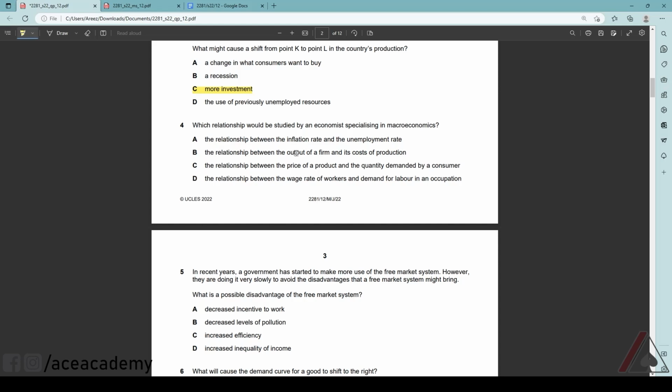B is the relationship between the output of a firm and its cost of production. It's a single firm, so it's microeconomics. C, the relationship between the price of a product and the quantity demanded by a consumer. Again, it's a single product and a single consumer. It's microeconomics. D, the relationship between the wage rate of workers and demand for labor in an occupation. It's a singular occupation, so it's also microeconomics. So your answer for number 4 would be A, inflation rate and unemployment rate.